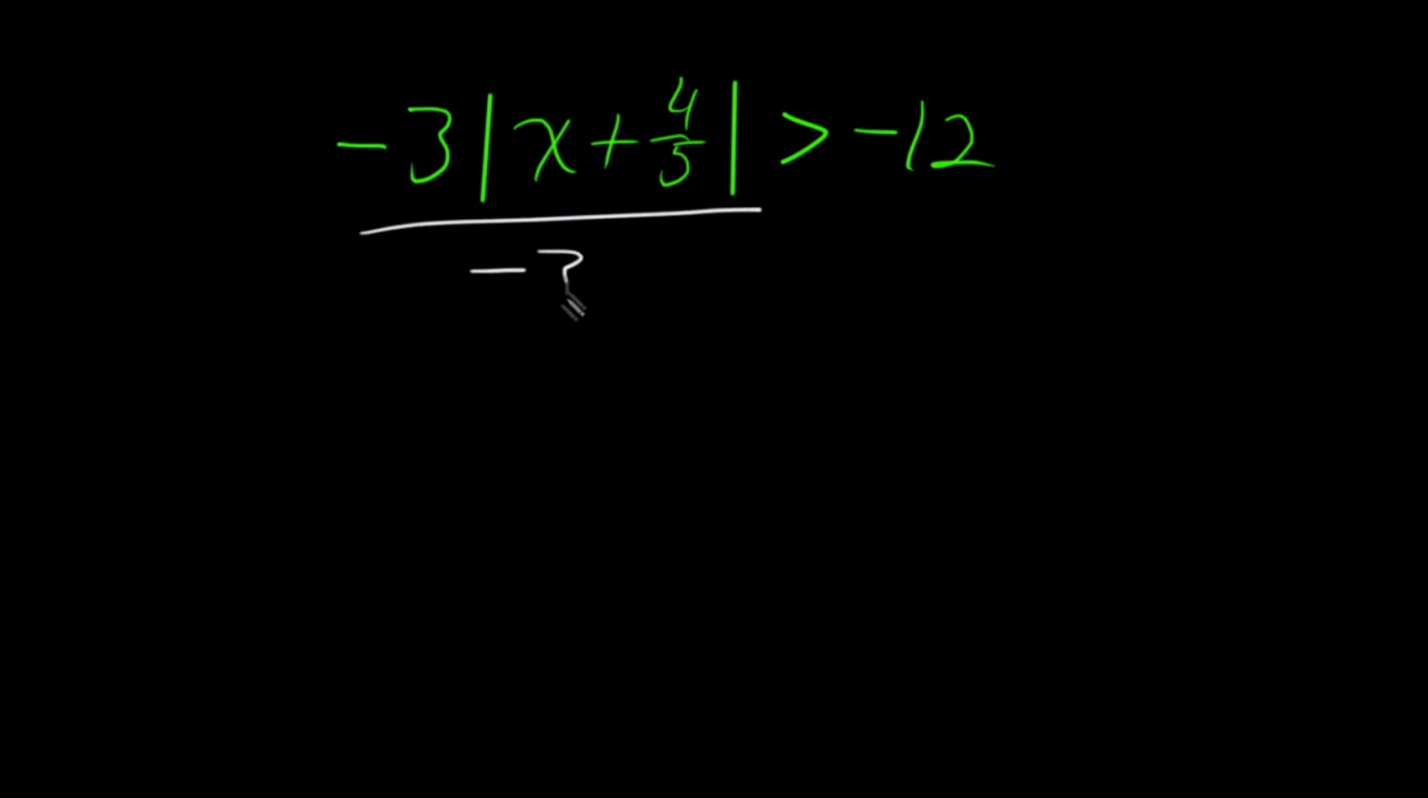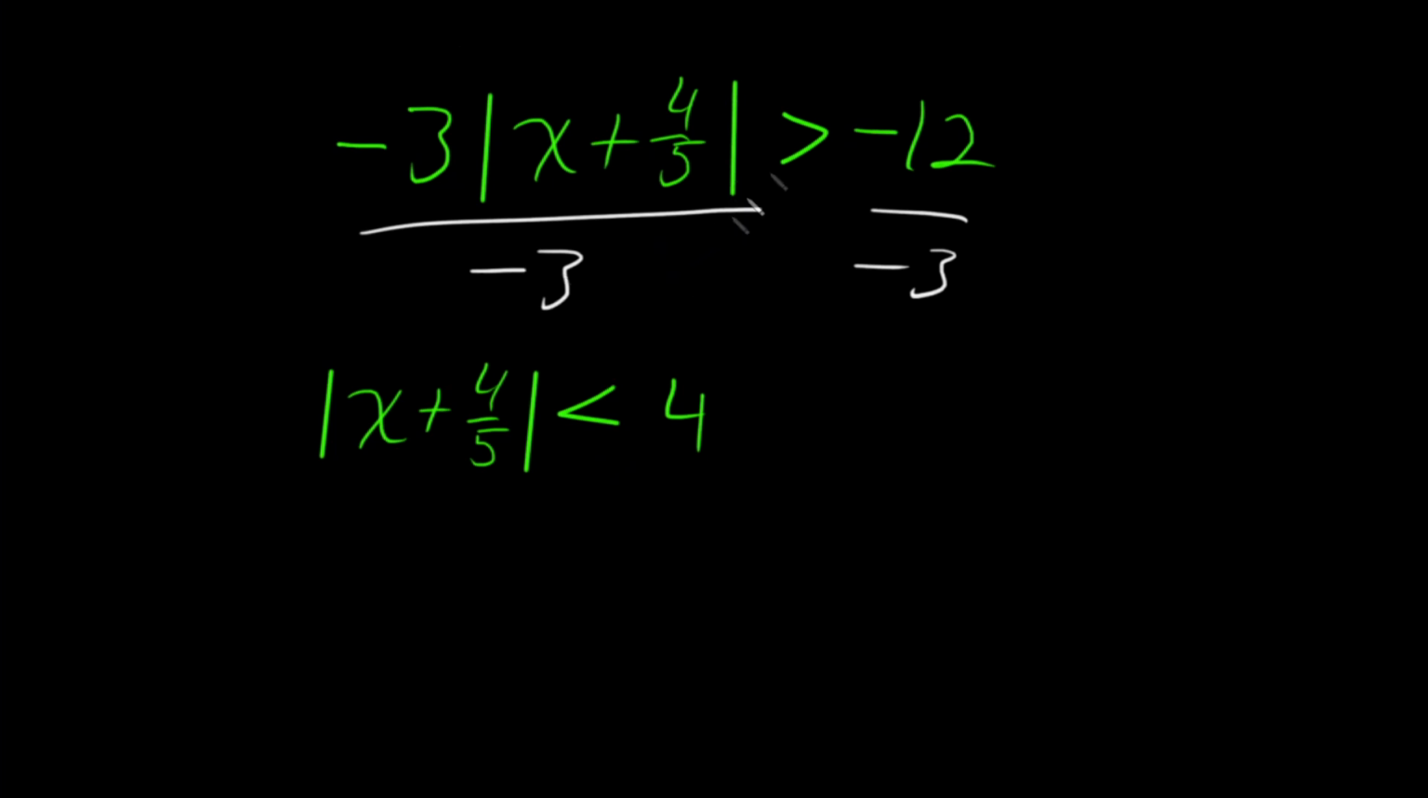Now what if we have negative 3 times the absolute value of x plus 4/5 is greater than negative 12? As always, first we need to isolate the absolute value, and we can do this by dividing both sides by negative 3. On the left side, we have the absolute value of x plus 4/5. On the right side, we have 4. However, when you have inequalities and you multiply or divide by a negative number, the direction is going to switch. So this becomes a less than symbol.